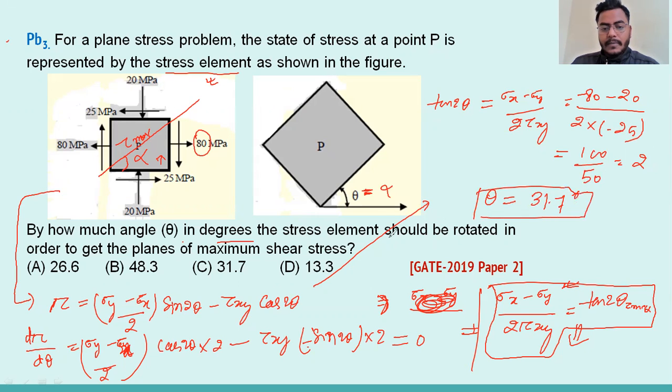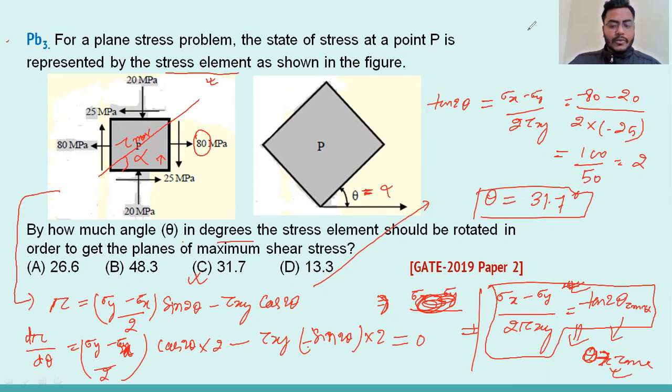Now you can check the option. Just remember this formula, no need to derive all these things. From the next question, whenever you get these types of question, always use this formula. Again, I'm repeating this theta is the angle of that plane with the horizontal for the maximum shear. So we get theta equal to 31.7 degree.